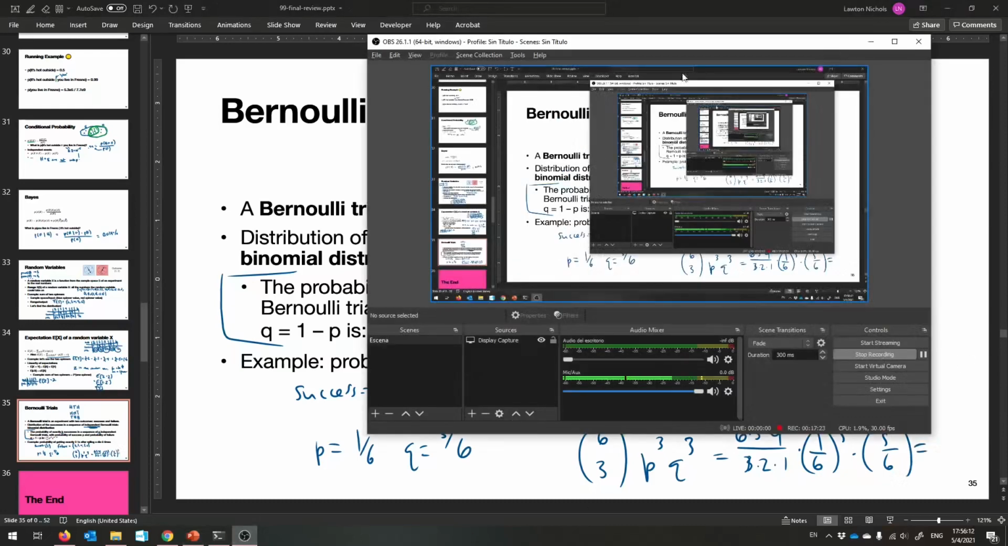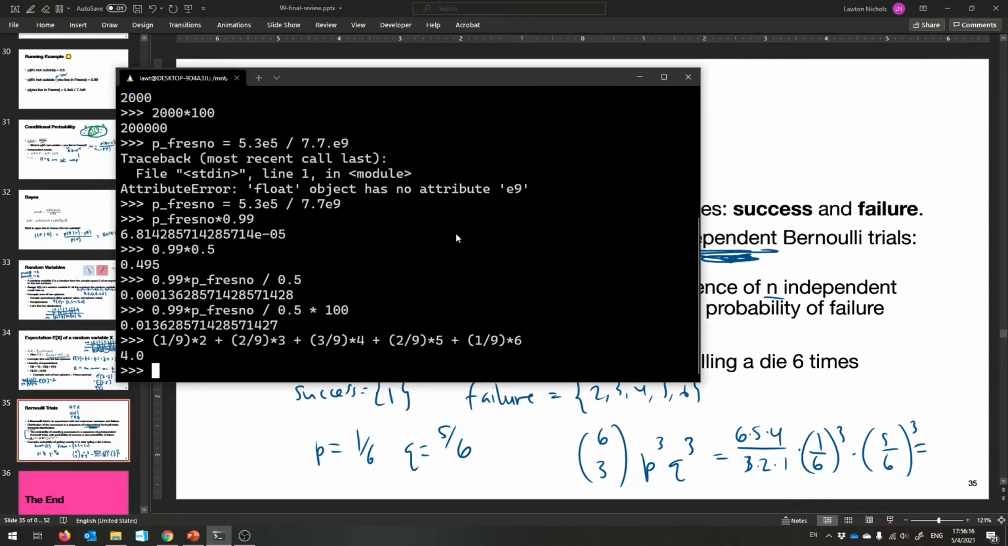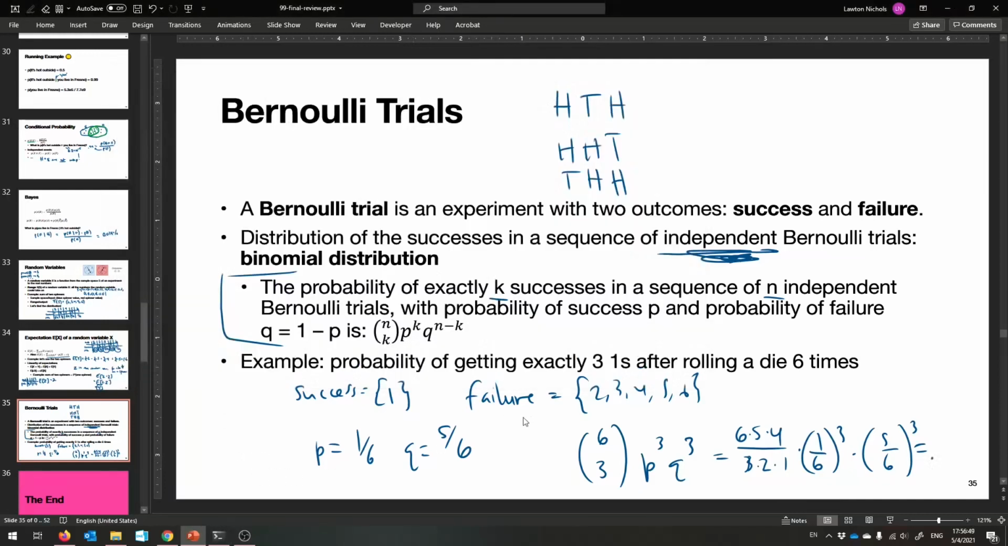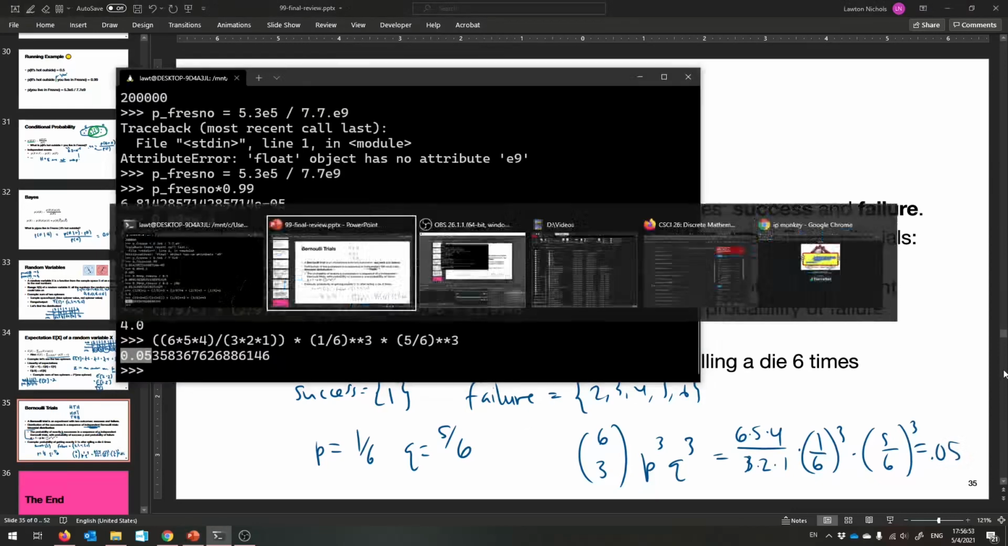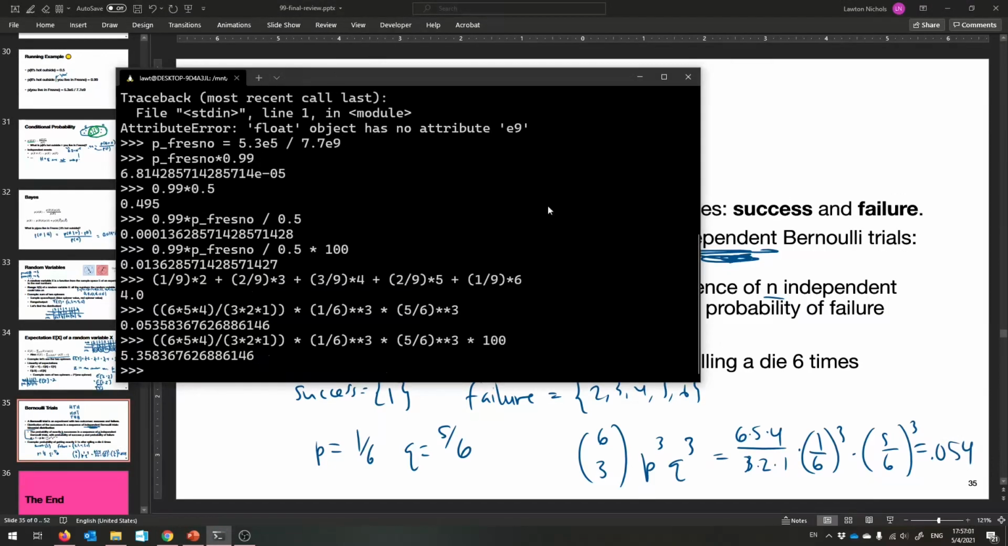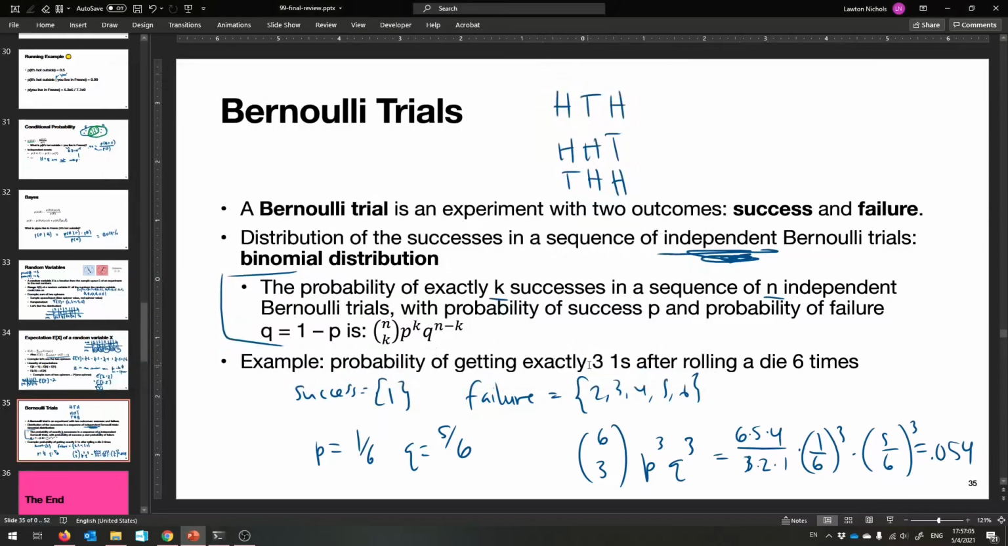And I've run out of room, but let's try it. We have 6 times 5 times 4 over 3 times 2 times 1, times 1 sixth cubed times 5 sixths cubed. All right. And if I did this correctly, the probability is not too tiny. I mean, it's possible. It's like 1 20th of the time, right? 0.054. That's your probability. So very small percentage. We multiply that by 100, we get the percentage. So it's like 5-ish percent. That is the idea. That's your probability of getting exactly 3 ones after rolling a die 6 times using Bernoulli trials, using the binomial distribution that you get from those.